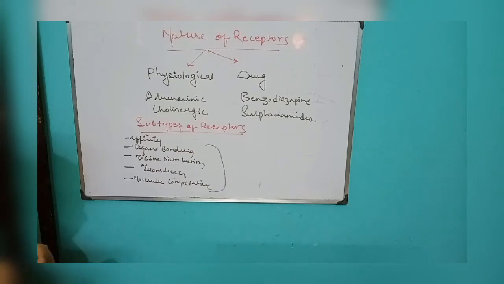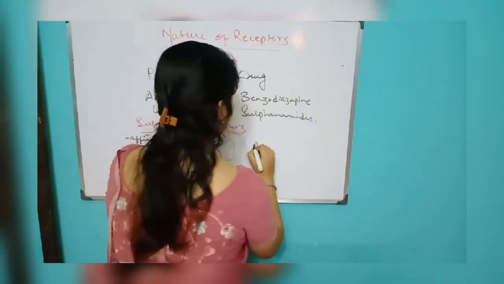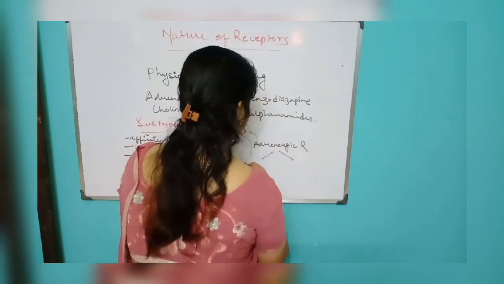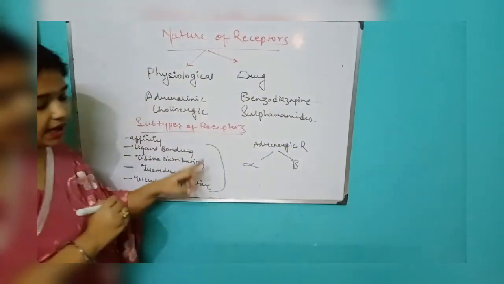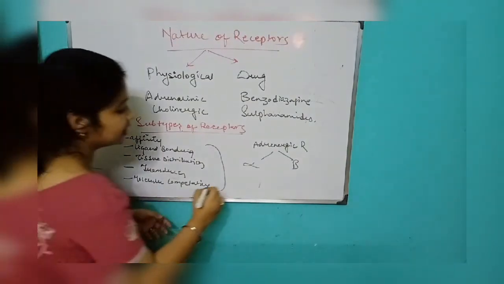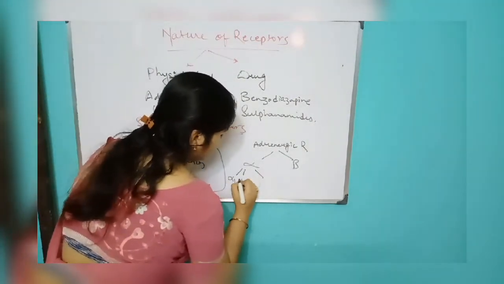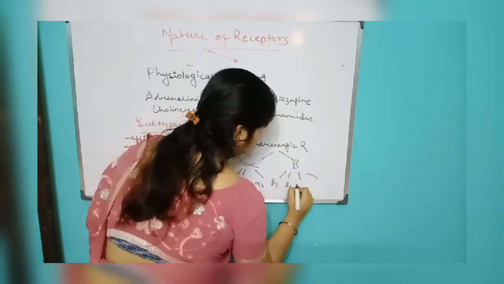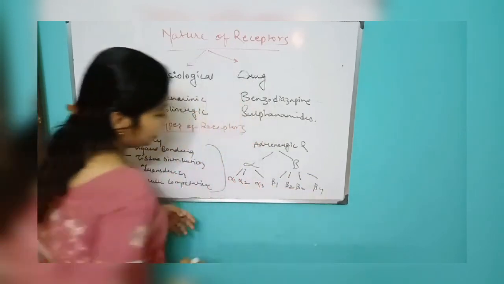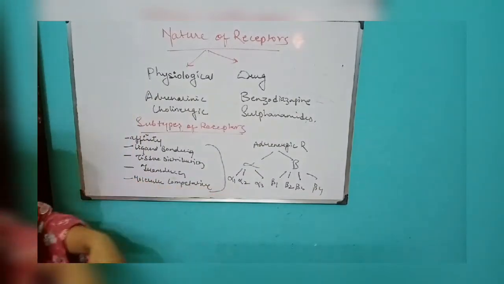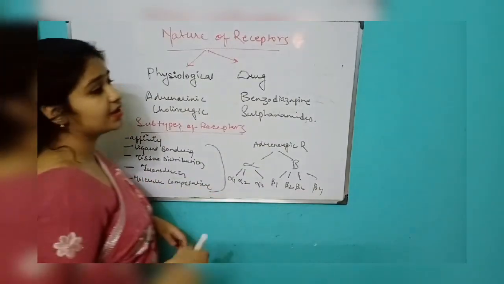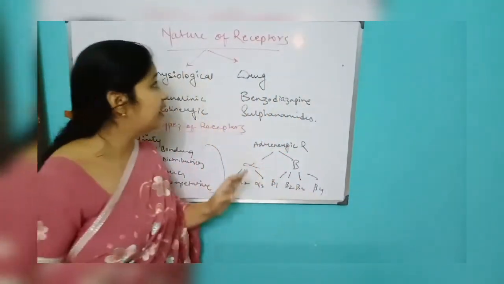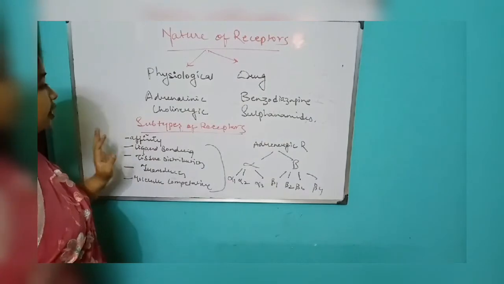Example is your adrenergic receptor. These are of two types, alpha and beta. Here comes your alpha 1, alpha 2, alpha 3, and beta 1, beta 2, beta 3, beta 4. These are all developmental drugs, and these are all targeted. Developmental drugs are always more potent than your targeted drugs. So here I have completed my theories part.